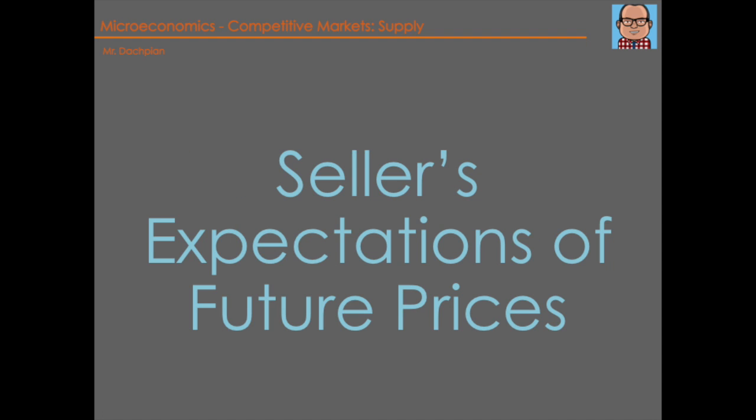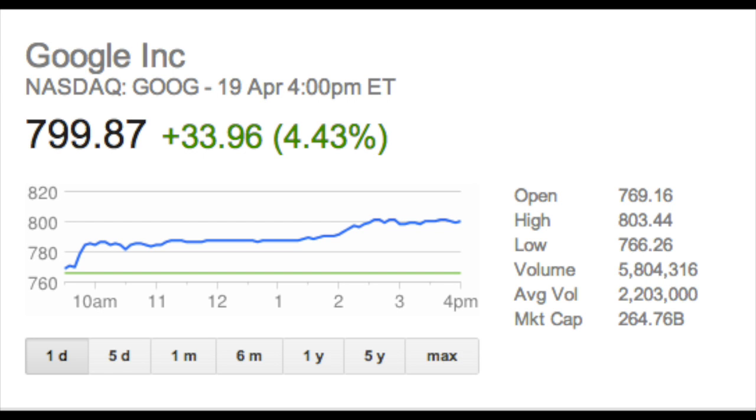Sellers' expectations of future prices. If a firm expects the price of the good they are selling will increase in the future, they will sell less today and sell more in the future when prices are higher. Similarly, if a firm expects the price of the good they are selling will decrease in the future, they will sell more today. For example, stockholders of Google will hold off on selling their stocks if they expect the price of the stock will rise in the future. On the other hand, stockholders of Google will sell more stocks if they expect the price of the stock will drop in the future.